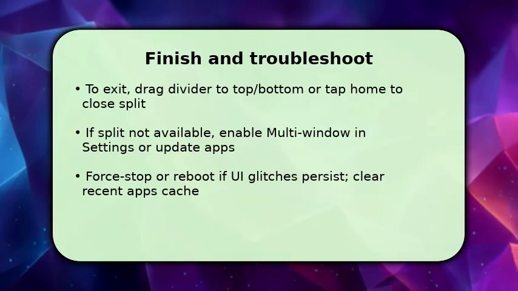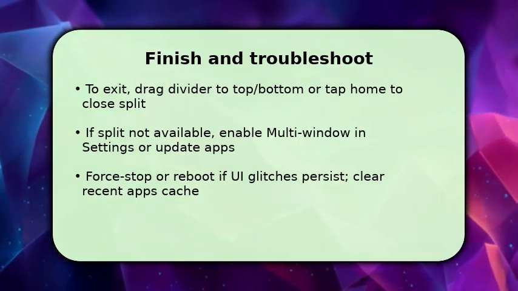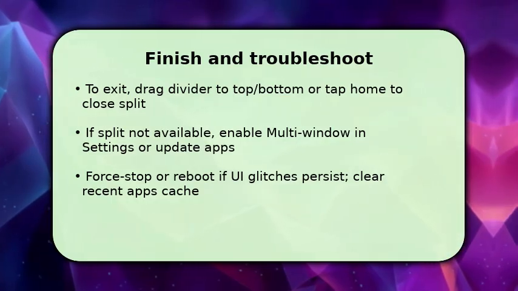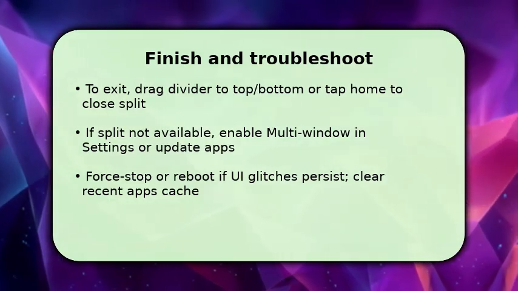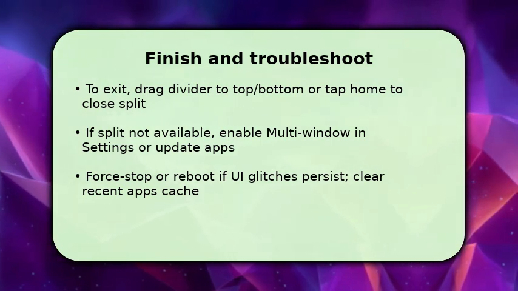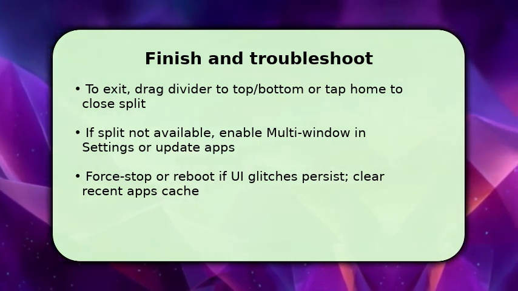To finish, drag the divider fully to the top or bottom to close one app, or tap Home to exit Split screen entirely. If you can't activate Split, make sure multi-window is enabled in settings and that both apps support it. Updating MIUI and the apps often fixes compatibility.